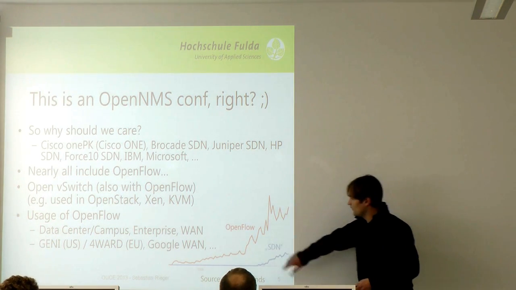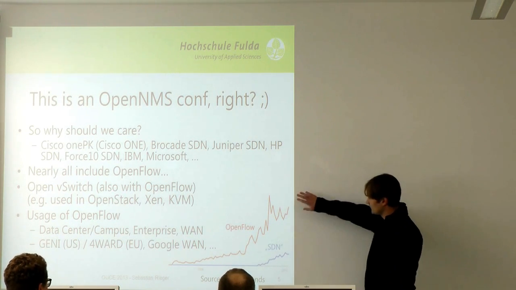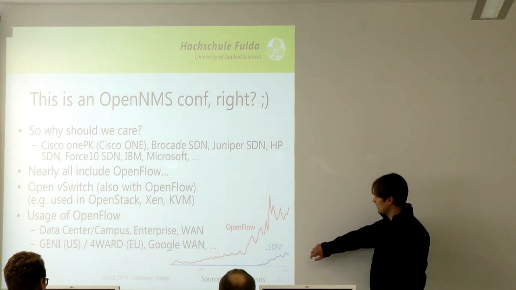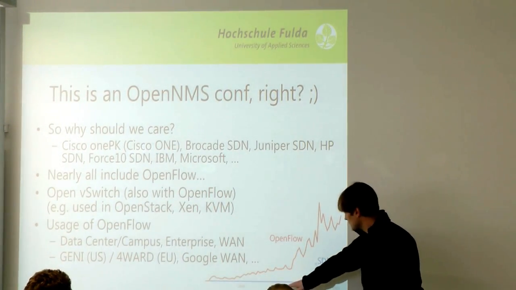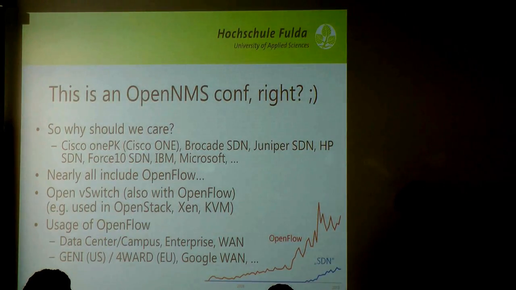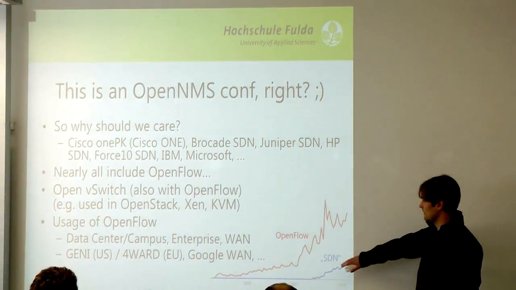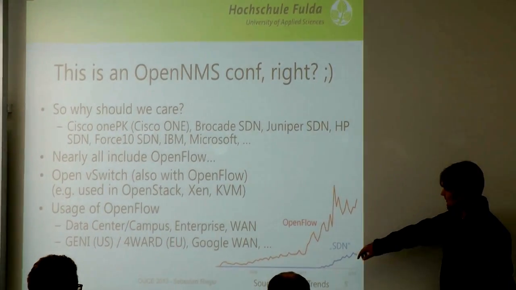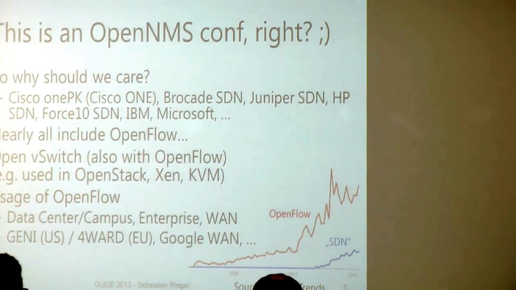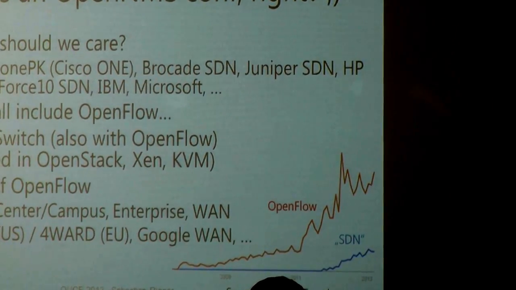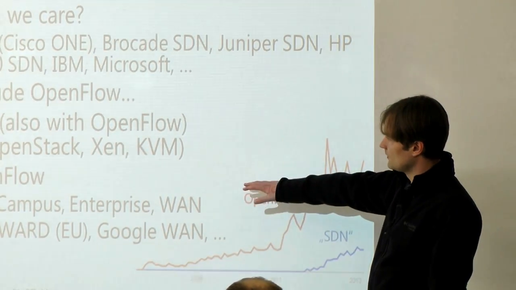Just to further express the need to do so, this is a screen dump from Google Trends, where I just entered OpenFlow versus SDN. And you can see that in 2011, nobody talked about SDN or software-defined networks. So it's just rising here. OpenFlow has also had a large increase in topics or searches available in Google regarding this new networking paradigm or network technique. So where can you use it?